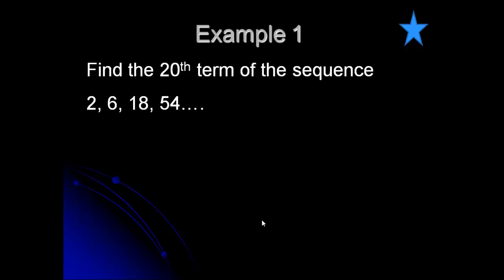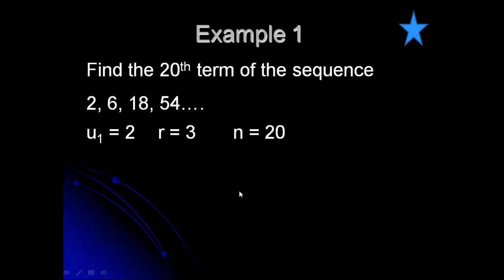So to work through some examples, to find the 20th term of the sequence 2, 6, 18, 54, well, let's put down what we know. We know that the first term is 2, and we can work out the common ratio. We can see that we're multiplying by 3. We could do this by dividing 6 by 2, or 18 by 6, or 54 by 18. If you divide any term by the previous term, you will find the common ratio.